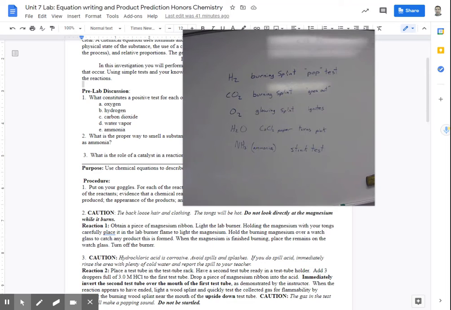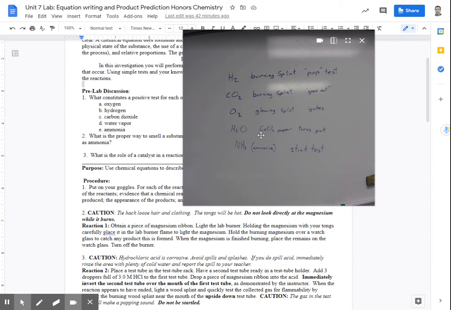Here are the tests that let you know the presence of certain gases. If you look, hydrogen will cause a burning splint to explode. It makes a loud popping noise. Carbon dioxide will take that same burning splint and put it out. Oxygen, if you have a wood splint that is glowing, it will ignite it, so it'll catch back on fire.